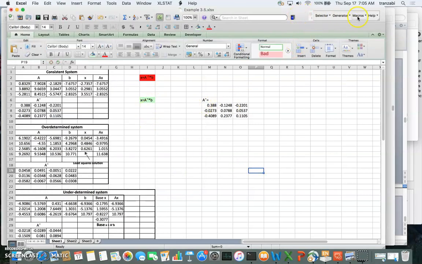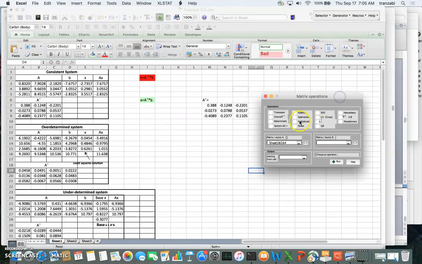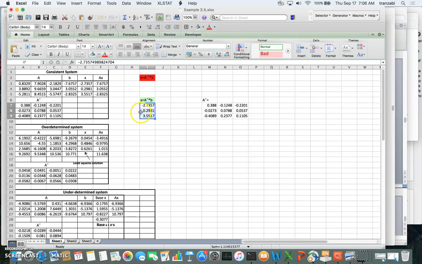So what I do is I go to matrix package again. I go to multiplication. My initial matrix is going to be A dagger. And my B is going to be this B, and then the result goes to this cell, and this is it. So you see that those match perfectly, right? This X and this X.